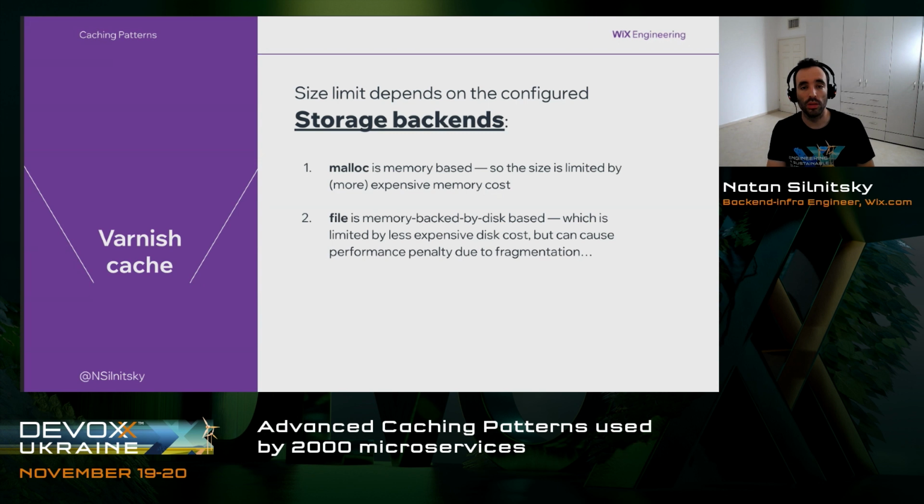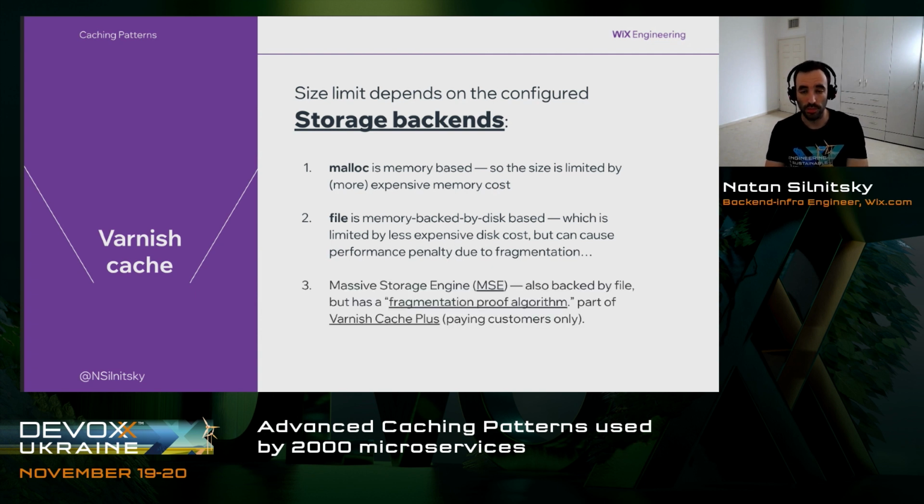Now let's talk about size limitations here, because we're really talking about a huge scale of traffic, and we said we have more than 100 million websites, right? So with Varnish Cache, you can either go with memory-based cache, and here the size is limited by memory, so it depends on how much you're willing to pay for memory. We also have the possibility to use file-based, disk-based cache.